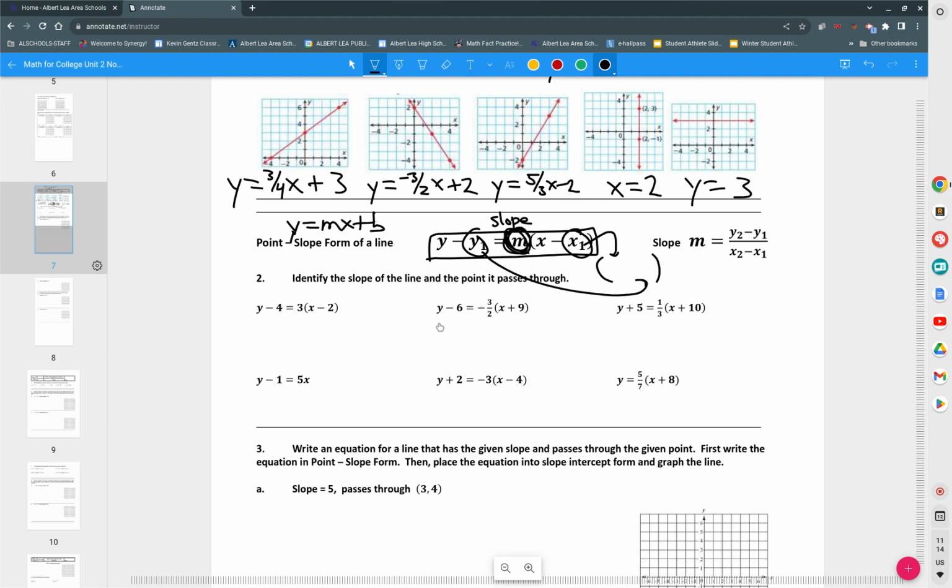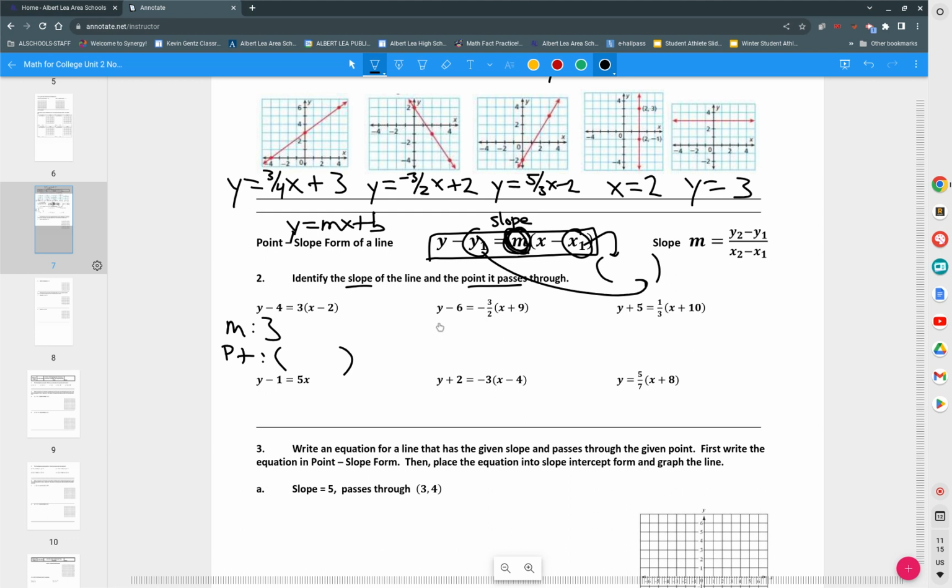As I look at this first line, I have y minus 4 equals 3 times x minus 2. All you want to be able to do is identify the slope and a point that it passes through. The slope is what? 3. That's in the same place as the m. Now the point, that's where people get a little bit confused. But the x is here, and then the y is over here.